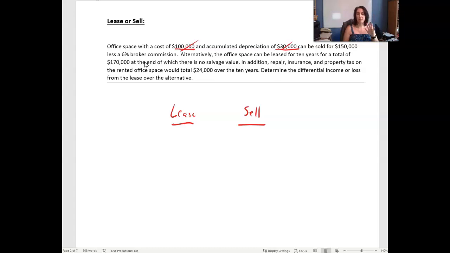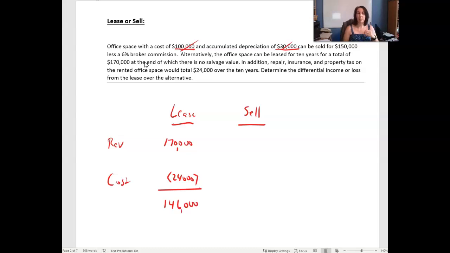All right, so Cengage has this set up maybe a lot more complicated than what I'm going to show you, but this is the basics of it. The idea is we're going to look at the differential revenue and the differential costs of each alternative. So if I were to lease this office space, it says I could lease it for a total of 10 years for $170,000, at the end of which there's no salvage value. But with that $170,000, I would have to pay all the costs of maintaining it. So you're looking at $24,000 in costs there. So net, I would make $146,000 from the lease.